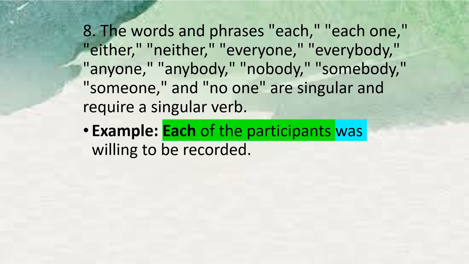Look at an example. Each of the participants was willing to be recorded. So as you have observed in the given example, with the use of each of the participants, even if there is s in the noun participants, we will stick to the rule that says that with the use of those words and phrases like each, etc., it should follow a singular verb. Therefore, we'll use was willing to be recorded.